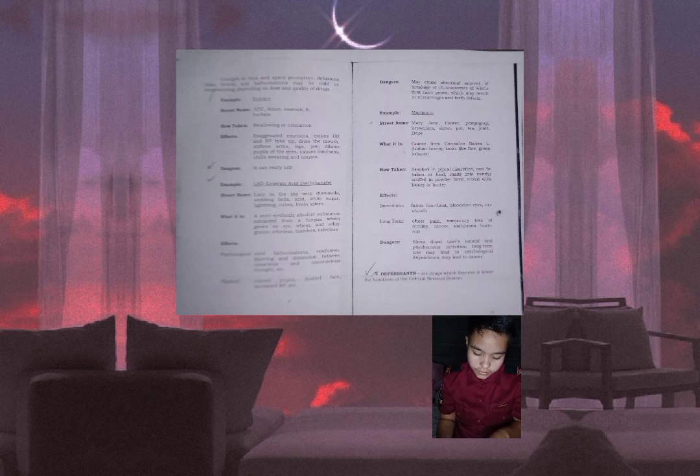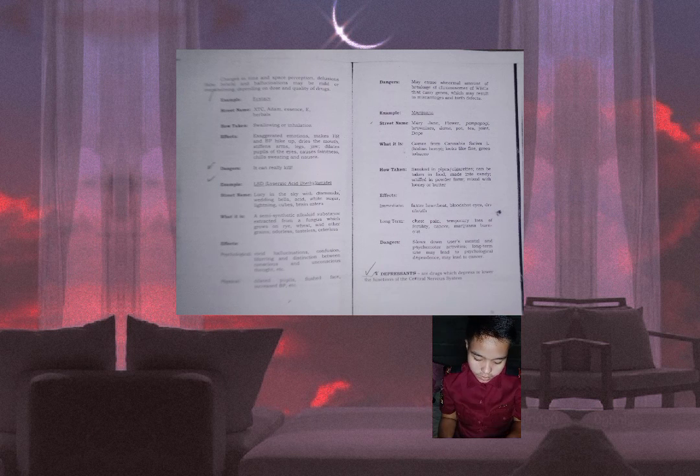An example of dangerous drugs is lysergic acid diethylamide. Street names: Lucy in the Sky with Diamonds, wedding bells, acid, white sugar, lightning cubes, brain eaters. What is it? It is a semi-synthetic alkaloid substance extracted from a fungus which grows on wheat and other grains; odorless, tasteless, colorless. Its effects are vivid hallucinations, confusion, and blurring of the distinction between conscious and unconscious thought.